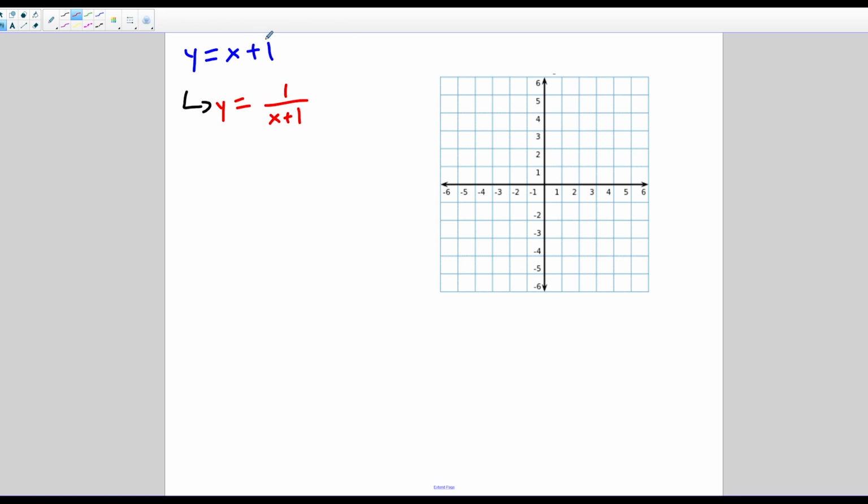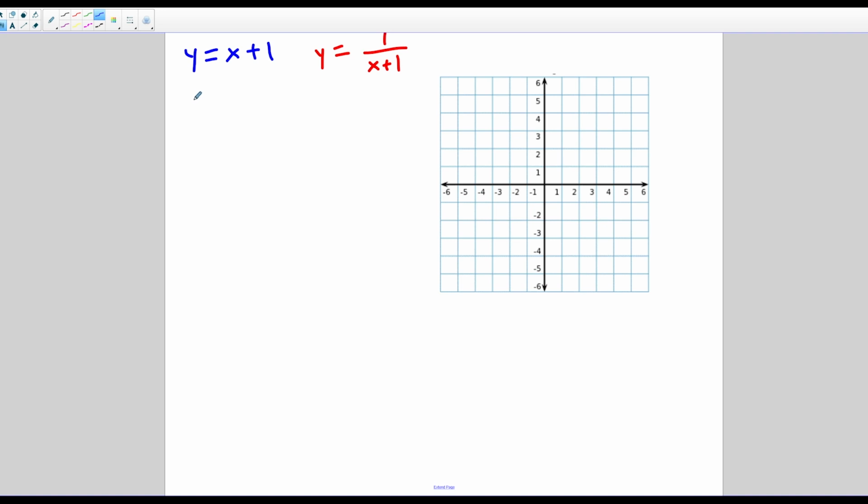So all we're going to do is take our original function and put it underneath as our denominator, and the 1 is going to stay on top. Similarly, if I were to take the example of y is equal to x squared, the reciprocal of this would be y is equal to 1 over x squared. We'll take a look at quadratic functions in just a little bit, but we'll start with our linear function right here, y is equal to x plus 1, and then we're going to graph its reciprocal function as well.